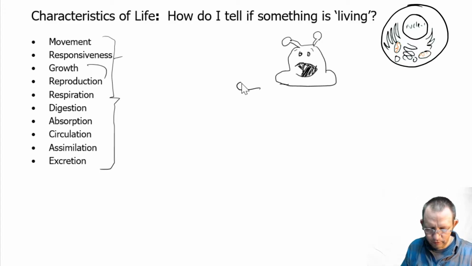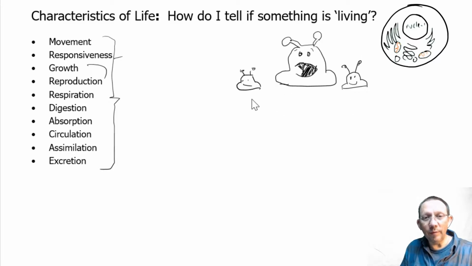So you're going to have a bunch of little guys here, because there's just little babies. That's reproduction. Growth is going from here to here. This is a big guy, and this is an adult, say, and this is a juvenile, whatever. Respiration, is it using gas exchange? Digestion, is it bringing something in and breaking it down? This is breaking down. This isn't just chewing.